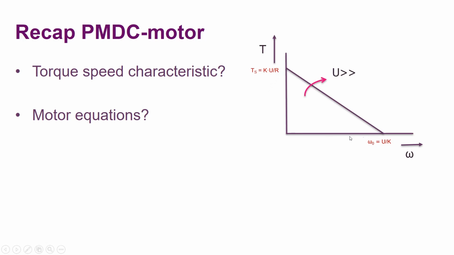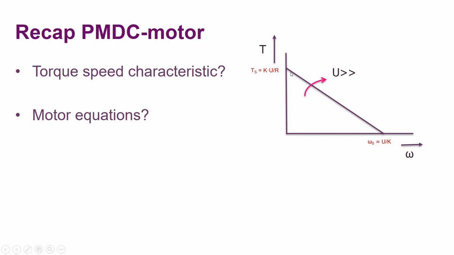Well, it was this plot, with on the horizontal axis the motor speed and the motor torque on the vertical axis. And you see that the torque speed characteristic is a straight line with an intersection point on the horizontal axis, which is the no load speed. And we can define the no load radial speed as the motor voltage U over the motor constant K. So it's U over K. On the vertical axis, we have an intersection point, which is the stall torque. It's also the maximum torque the motor can deliver, and that torque is equal to K times U over R, so the motor constant times the motor voltage divided by the motor resistance.